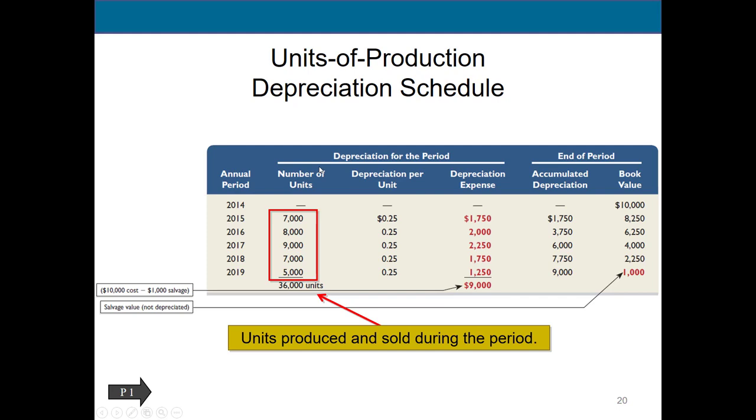Again, here's the number of units that were inspected each year. You'll see we just multiply it by the depreciation per unit to get our expense, but we will not let it go past 1,000. We have to leave it here. So whatever it takes in this final period to get us to a salvage value of 1,000, we just plug this number regardless of how many units were actually inspected.